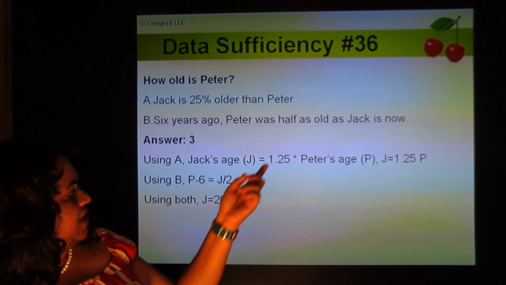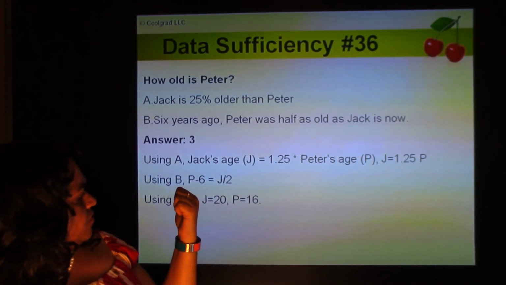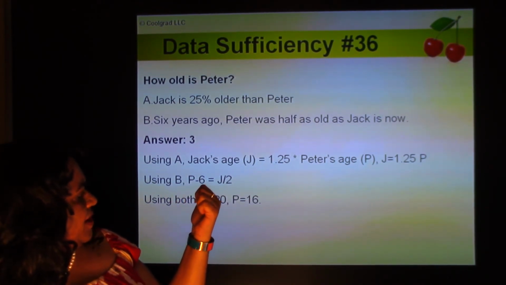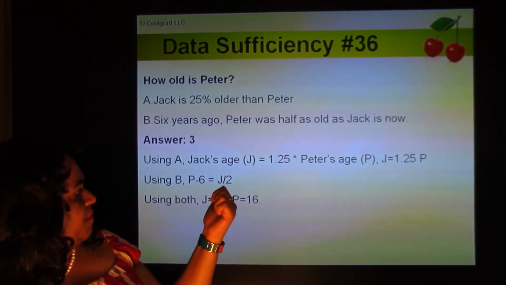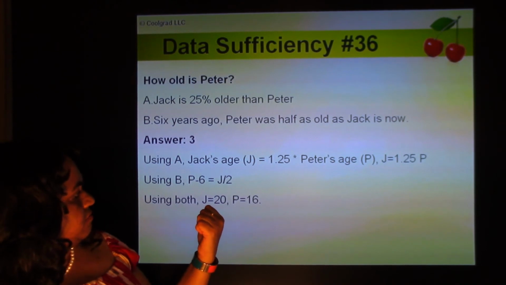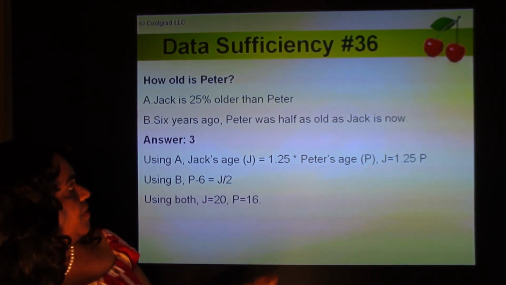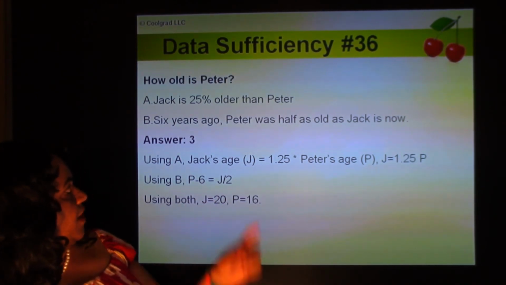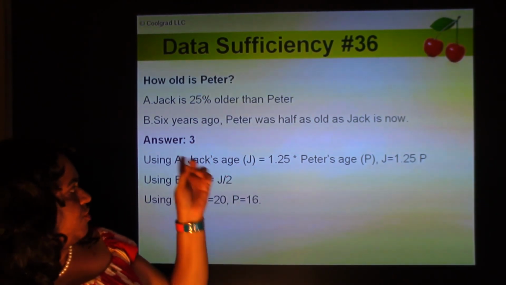Using both the statements together, P minus 6 is 1.25 P by 2. If you solve it, you get J is 20 and P is equal to 16. So you get the age of Peter. So using both together, we can solve this.